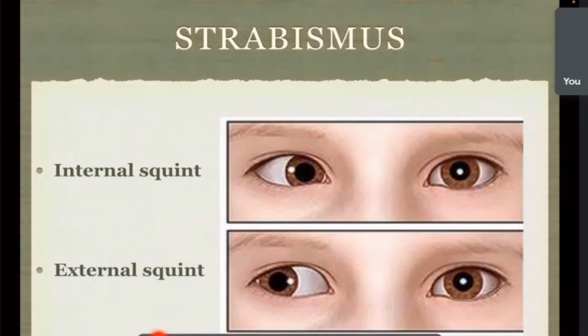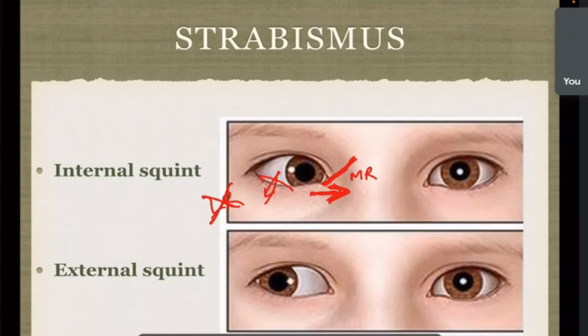So in which condition will you get internal squint? In which condition will you get external squint? Internal squint: is it the lateral rectus or the medial rectus that is paralyzed for this eyeball? Lateral rectus. If the lateral rectus is paralyzed, the medial rectus will overact and it will pull the eyeball to the side. So it is the lateral rectus that is paralyzed to get an internal squint, because then there will be overaction of medial rectus. Medial rectus will pull and the eyeball will shift medially. So which muscle is paralyzed in internal squint? Lateral rectus is paralyzed.